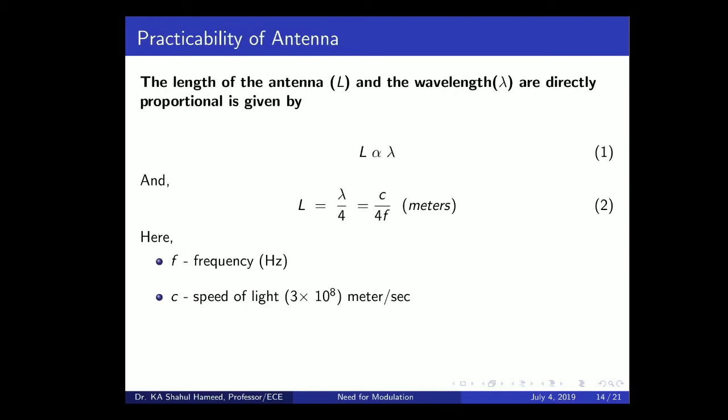First one is practicability of antenna. I would like to mention an important relationship between the length of the antenna and wavelength. These two are closely related, and because of this relationship, we are able to carry a cell phone in our pocket. The relationship is that the length of the antenna is directly proportional to wavelength. We all know what wavelength is. Wavelength is equal to c by f, where c is the speed of light, 3 into 10 power 8 meters per second, and f is the frequency of the carrier.